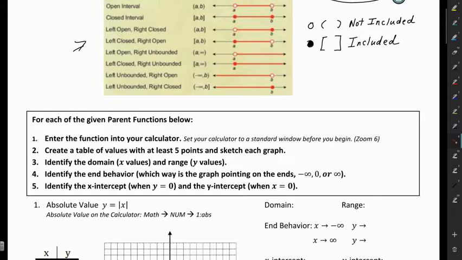So we're looking at, is it approaching negative infinity or positive infinity. Sometimes the end behavior could be approaching zero or other numbers, but for our purposes, these would be the answers, okay? We're also going to be identifying the intercepts. So just getting our feet wet, really.